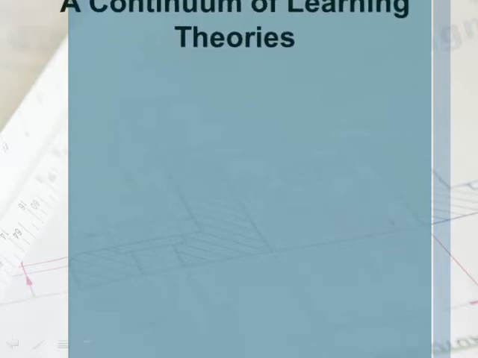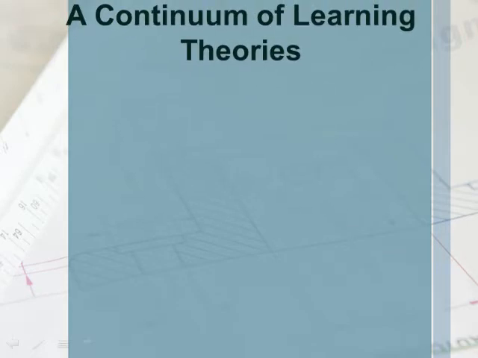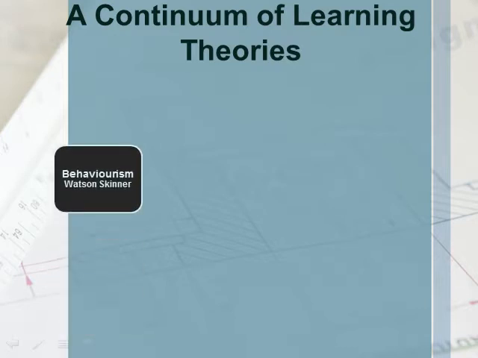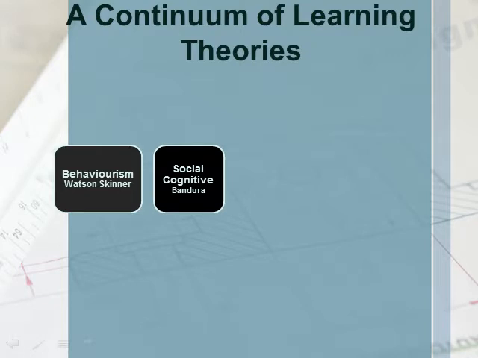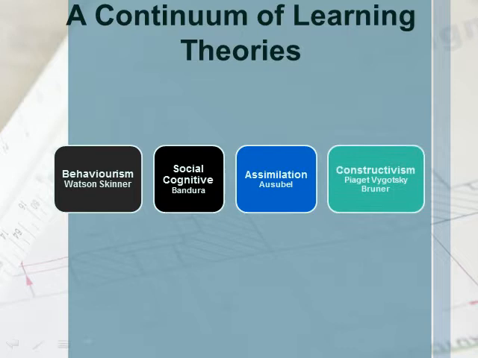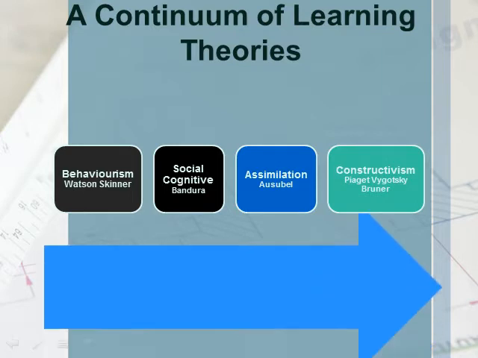Learning theories, as they were developed and applied in the past, form a continuum. At the beginning of this continuum is the behaviorist learning theory developed by John B. Watson and B.F. Skinner. This is followed by Albert Bandura's theory of social cognitive learning, then David Ausubel's assimilation theory, and finally constructivism as a learning theory developed from the works of Jean Piaget, Lev Vygotsky, and Jerome Bruner.